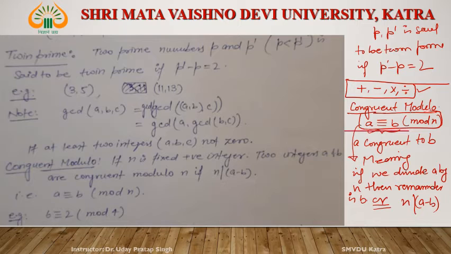For example, 6 is congruent to 2 modulo 4. Is it true or false? It is true. Why? If we divide 6 by 4, then our remainder is 2. Or 4 divides 6 minus 2, which is also true.